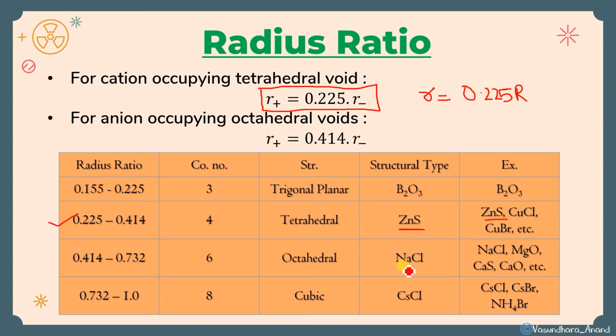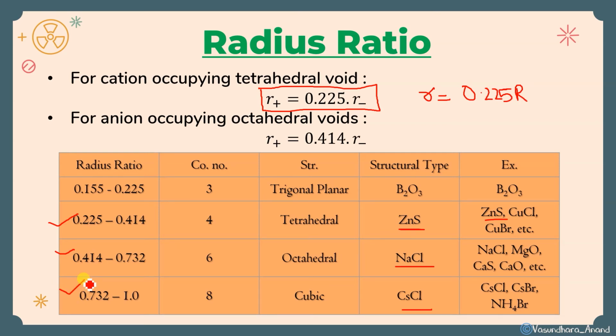Next NaCl and next CsCl. These three are the important ones. NaCl has the coordination number 6. The radius ratio is between 0.414 to 0.732. और CsCl जो होगा, coordination number will be 8 and its radius ratio will be 0.732 to 1. Okay, so these three are the important ones, and the question can be directly formed from this.